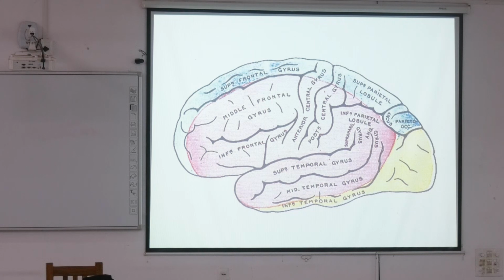We know in the cerebrum there is a lobe, there is a pole: frontal lobe, parietal lobe, occipital lobe, temporal lobe, frontal pole, temporal pole and occipital pole.